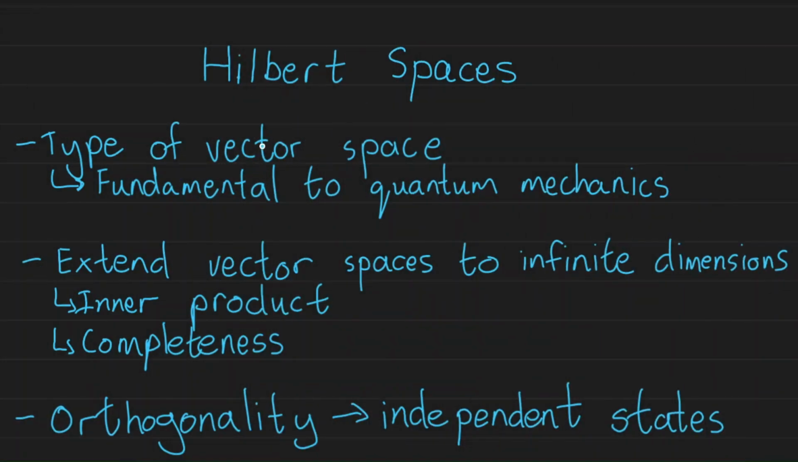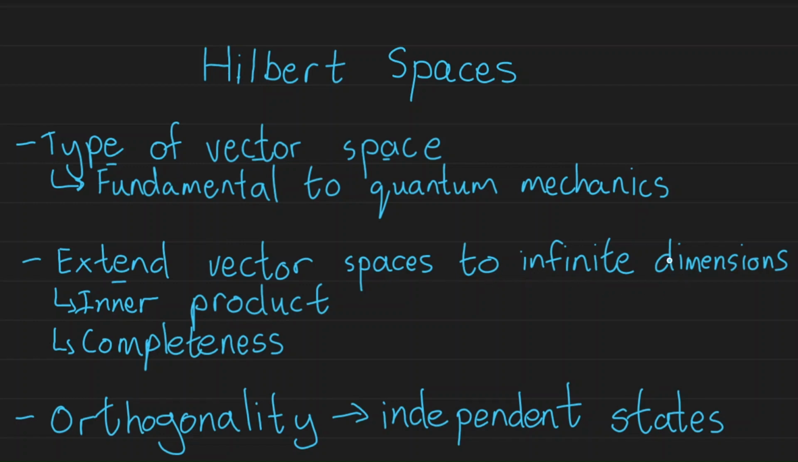So the final part of this video is about Hilbert spaces. Hilbert spaces are an extension of what we've discussed already. It's just a type of vector space, and it's very important. It's fundamental to quantum mechanics. It's a vector space just like the ones we've discussed, but it has some unique properties. And what these unique properties are is that it extends vector spaces to infinite dimensions.